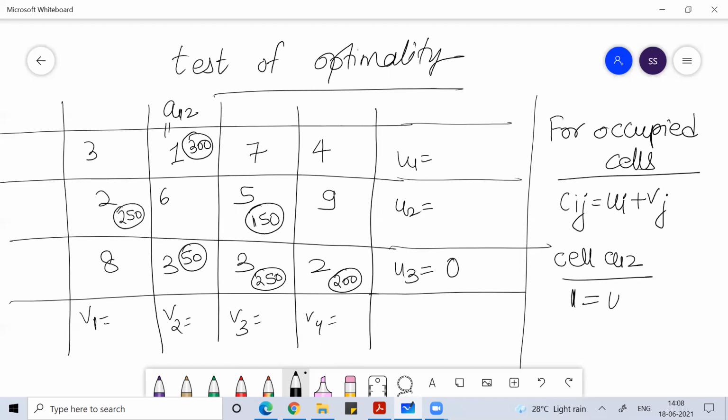Ui for that is U1, and Vj for that is V2. I hope you understand it. Like this you have to do.